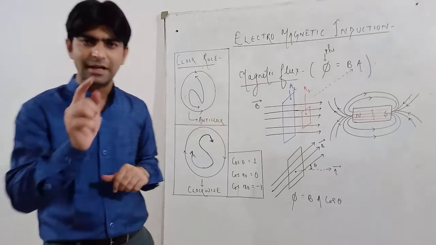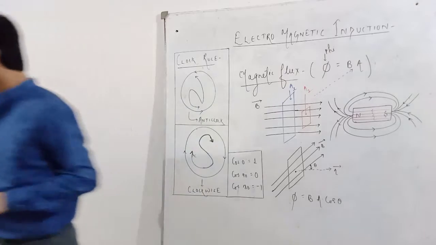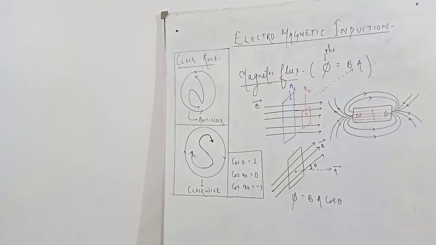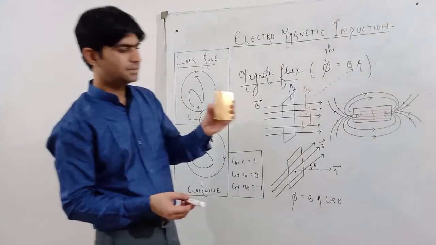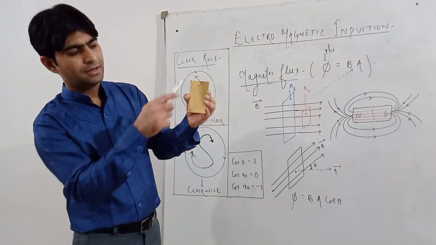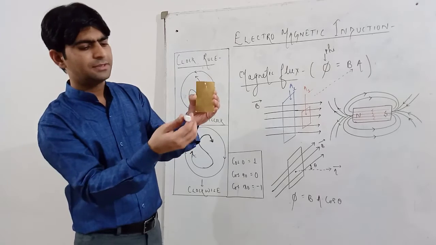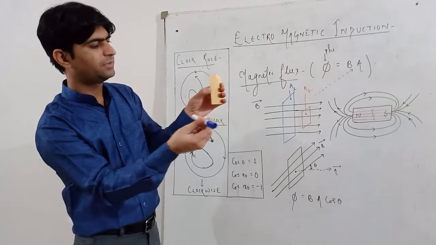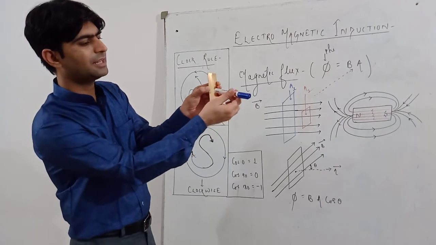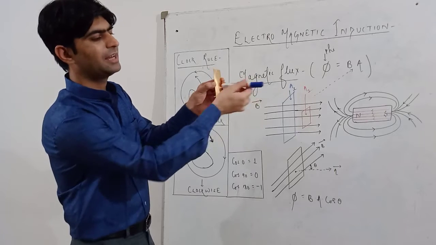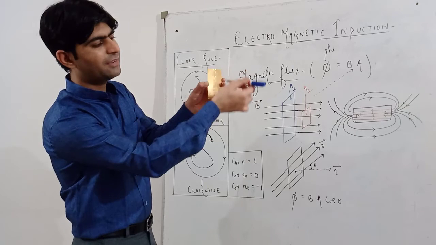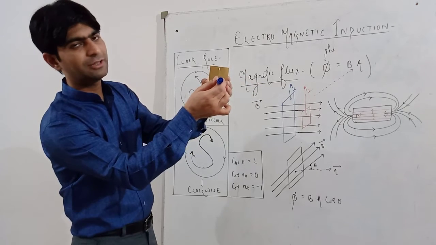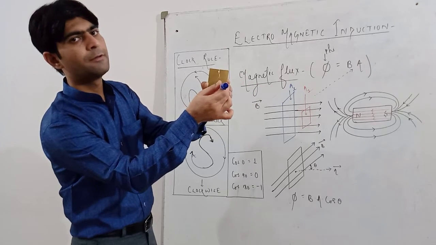Suppose we have an area, I will show you with a model. This diagram is like this. I have taken an area, and this is the magnetic field line. So if this area is like this, many magnetic field lines are crossing through this area. The number of magnetic field lines crossing and linking with this particular area is called magnetic flux.